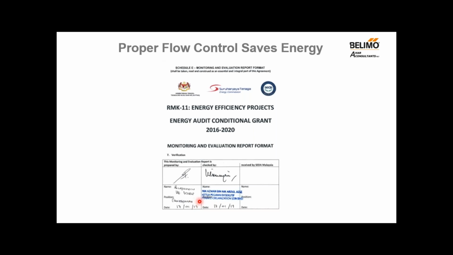One of the conditions of the grant is that the building owner is required to institute some energy saving measures to achieve a minimum 15% energy saving within 3 years from the date of audit, or else the building owner must return the grant money if the target is not met. For this project, the building owner also wanted to charge the tenants for the electricity and air conditioning use.